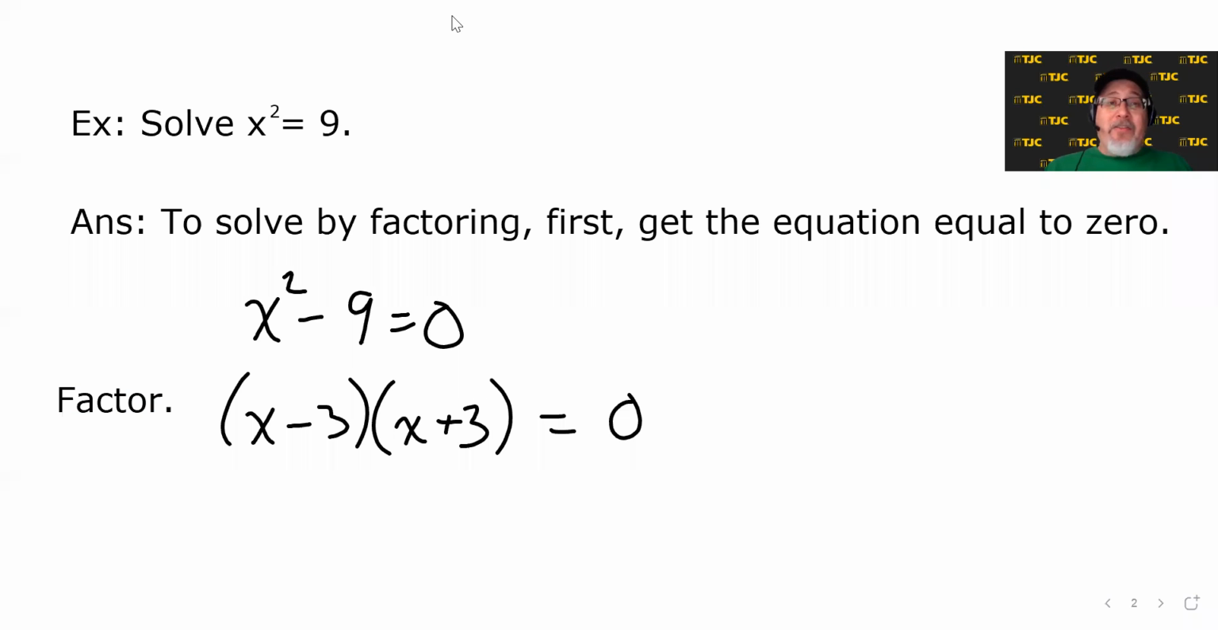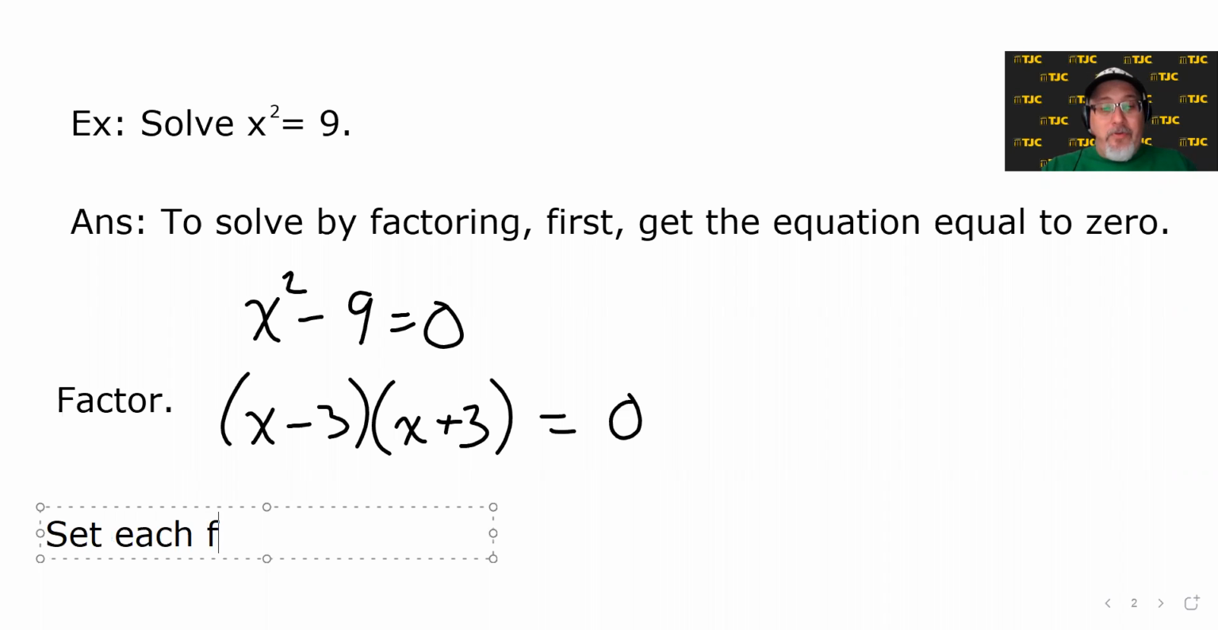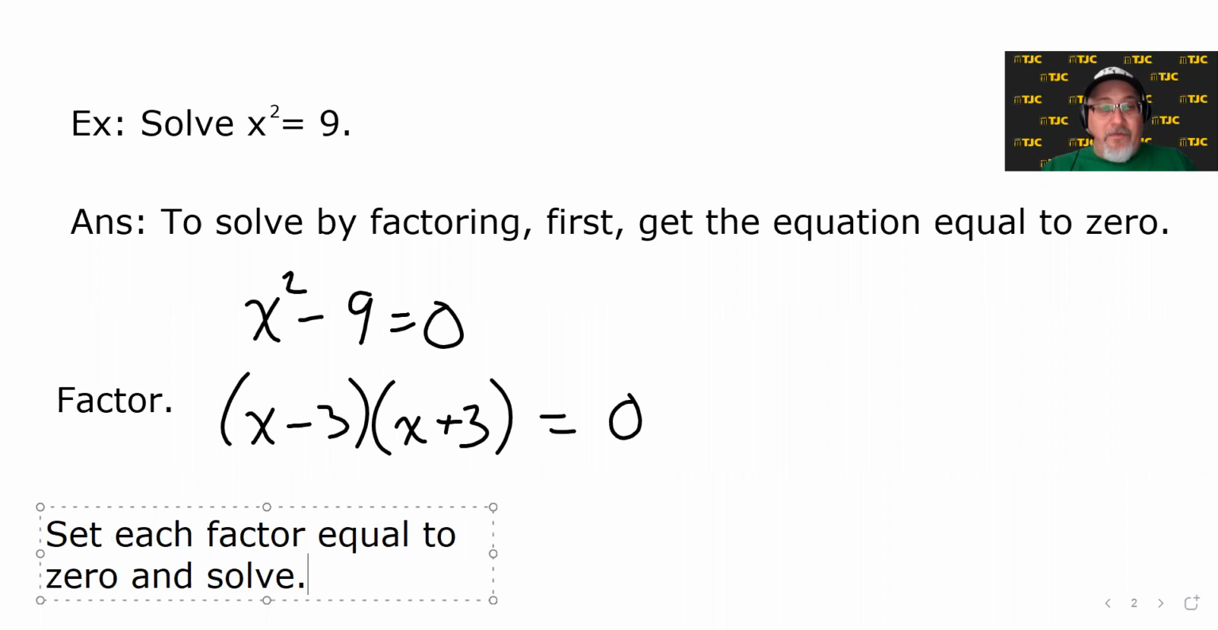And now that we've got it right where we want it, which is factored on one side and 0 on the other, set each factor equal to 0 and solve. Well, that's going to be pretty easy to do.